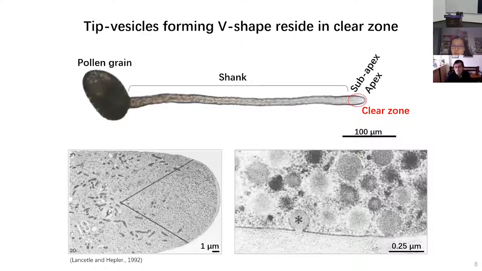A typical angiosperm pollen tube can be artificially divided into a shank region and a cleared zone, which can be further divided into apex and subapex or shoulder region. And tip vesicles just reside in the cleared zone and form an inverted cone there, which we also call V-shape. You've already seen from previous movies, the tip vesicles are highly dynamic.